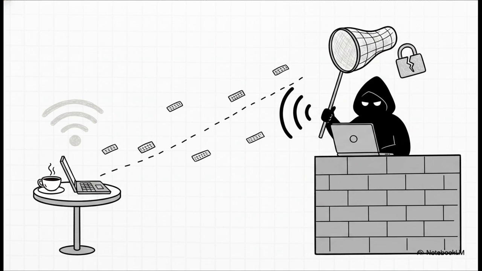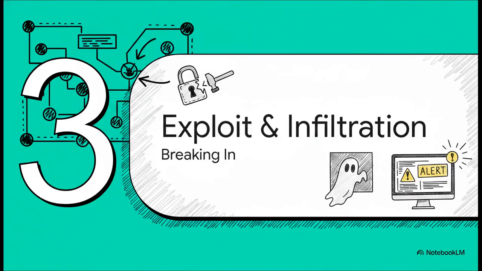This is literally the best argument for why we must always use HTTPS when browsing the web. If you submit a form with personal data over a plain HTTP connection, a tool like this intercepts the whole thing in plain text. Which brings us to Phase 3, exploitation and infiltration, breaking in.